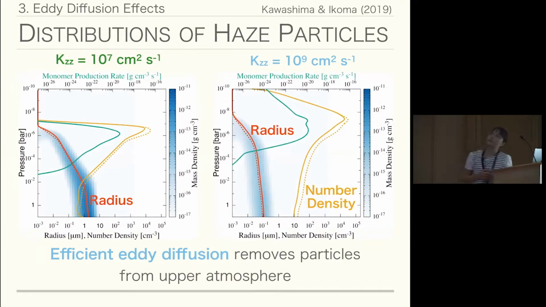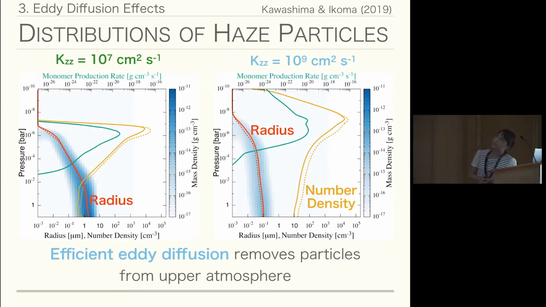Next, I'd like to move on to the third parameter, the eddy diffusion coefficient. These two figures show the distribution of haze particles for the fiducial eddy diffusion coefficient case and the large eddy diffusion coefficient case. Again, the vertical axis shows the pressure in bar, the red line shows the average particle radius, and the orange line shows the average number density. We also plot the monomer production rate with green lines, and the mass density of haze particles with a blue color contour.